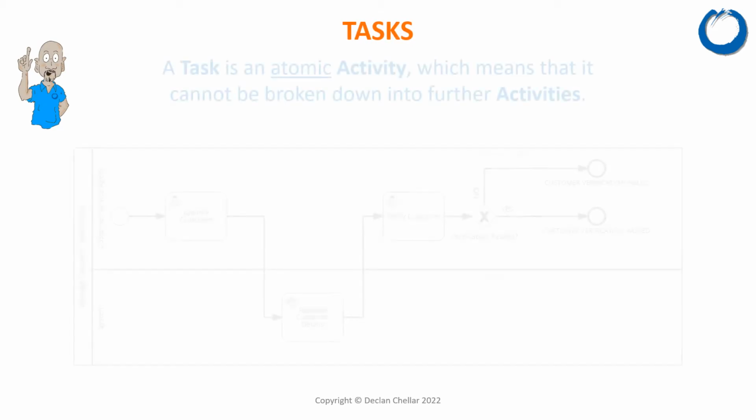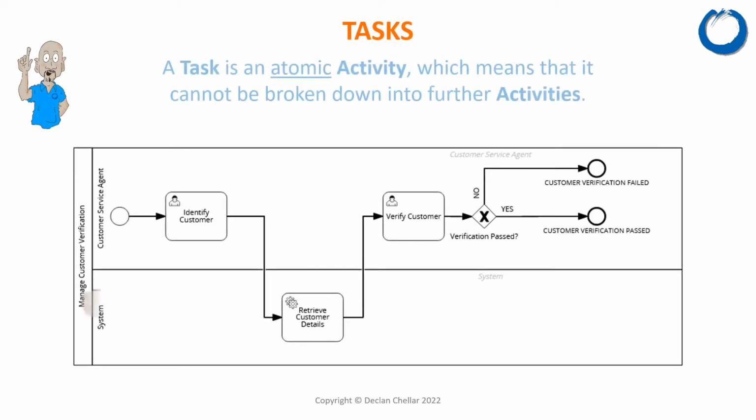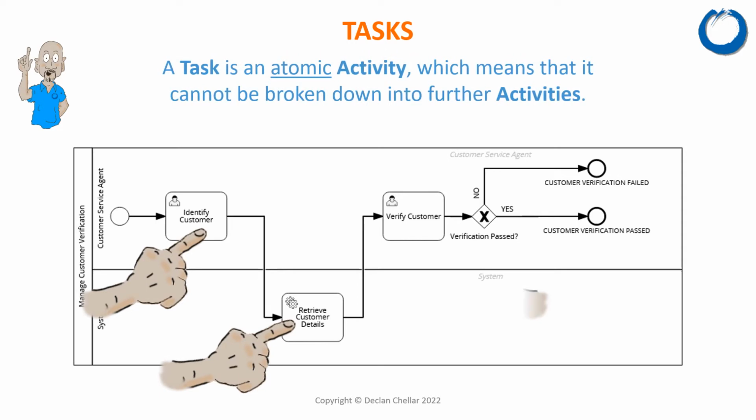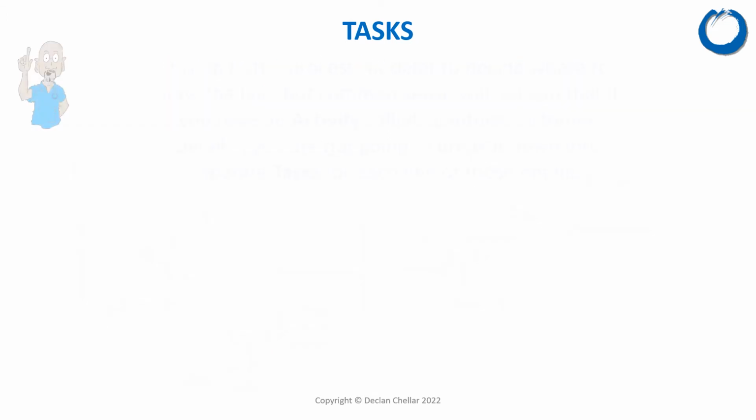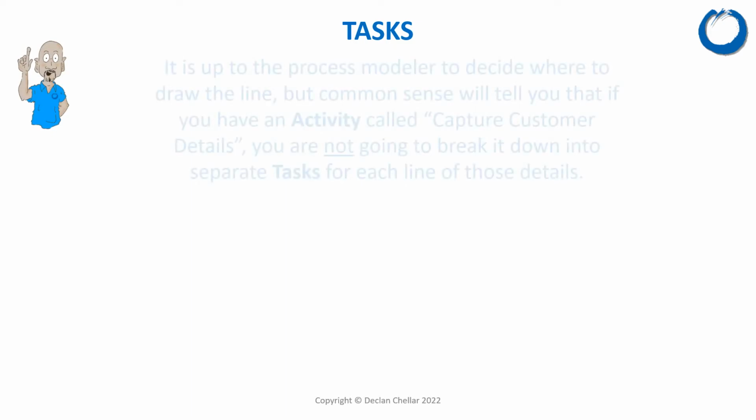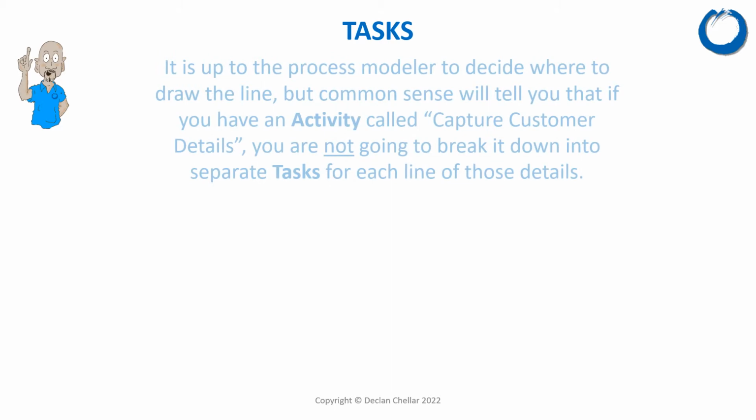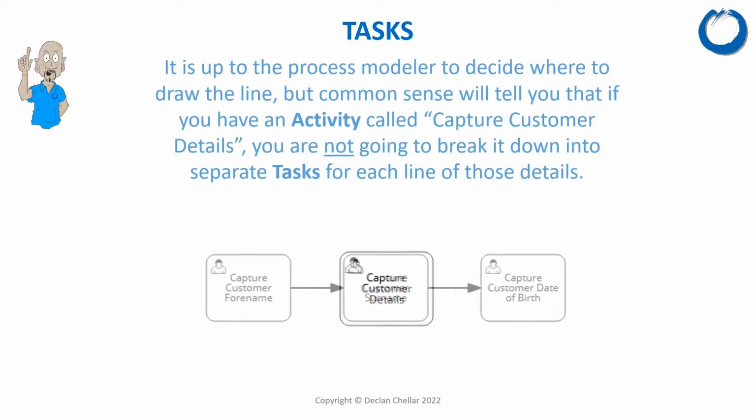A task is an atomic activity, which means that it cannot be broken down into further activities. It's up to the process modeler to decide where to draw the line. But common sense will tell you that if you have an activity called capture customer details, you're not going to break it down into separate tasks for each line of those details.